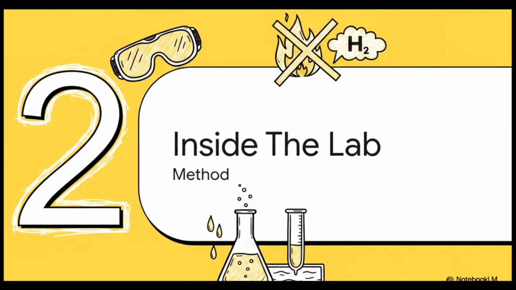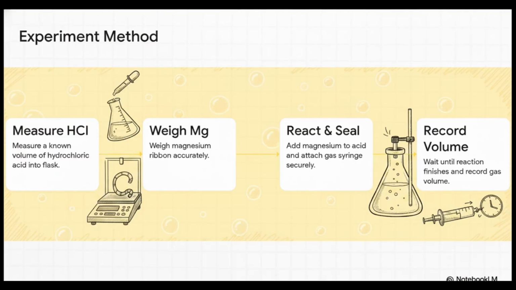Moving right along to section 2, inside the lab. Let's look at the method. Quick safety check first, guys. Hydrochloric acid is highly corrosive, so goggles are an absolute must. And hydrogen gas? Very flammable, so keep those open flames far, far away.